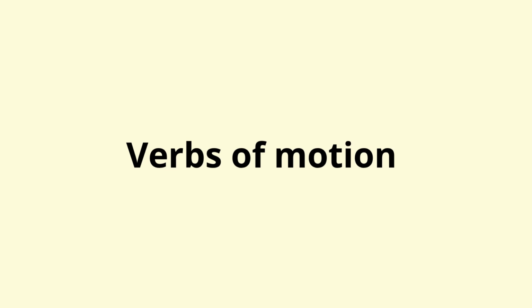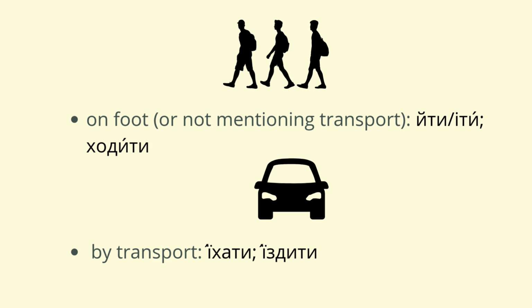If you are talking about motion, then you need to be careful with the choice of the verb. If your movement is going on foot, or you just do not mention the means of transport, you use the verbs іти and ходити. If you want to emphasize that you used some transport, you use the words їхати and їздити.